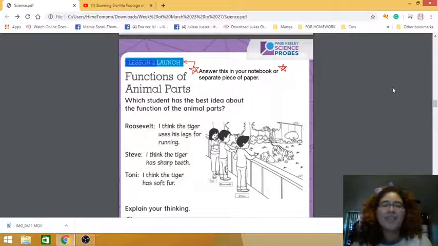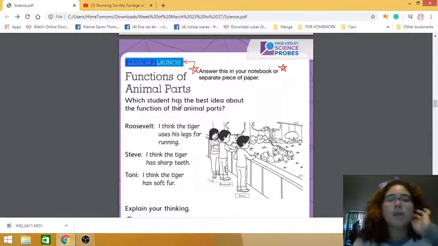Today we're going to get right into it. In the last video we talked about the different types of animals and some of their structures. So we're going to continue with the functions of these animal structures, or animal parts. Okay? So we're going to quickly start with a probe question.